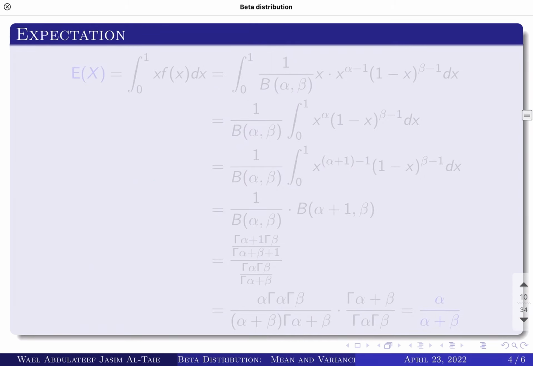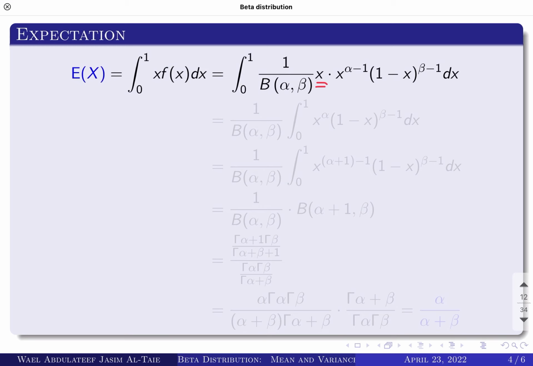So we start with the expectation of the random variable x. Because it's continuous, we have an integral: the integral between 0 and 1 of x times f of x dx. We write the integrand as x, the value of the random variable, times x to the power alpha minus 1 times 1 minus x to the beta minus 1, which is the probability density function of the beta distribution, all divided by the beta function of alpha and beta.